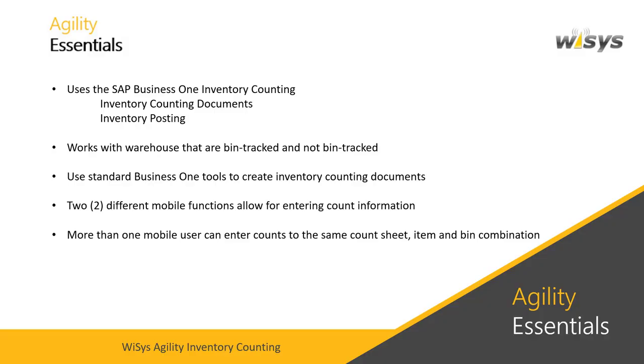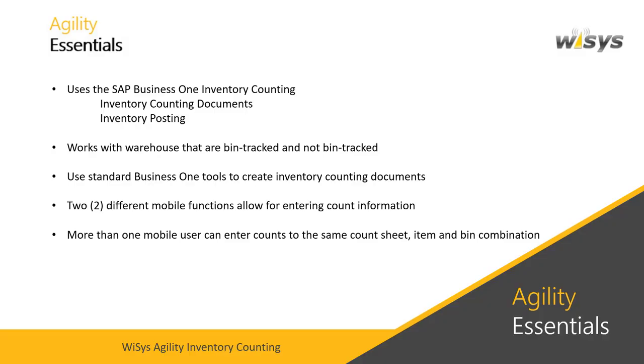Our Agility Inventory Accounting works with warehouses that are bin tracked and non-bin tracked. The user uses the standard SAP Business One tools to create inventory counting documents as well as posting those documents. We have two different mobile screens that you will see that allow for entering the count information. And as a side note, more than one mobile user can enter counts to the same count sheet on the same item and even the same bin combination.